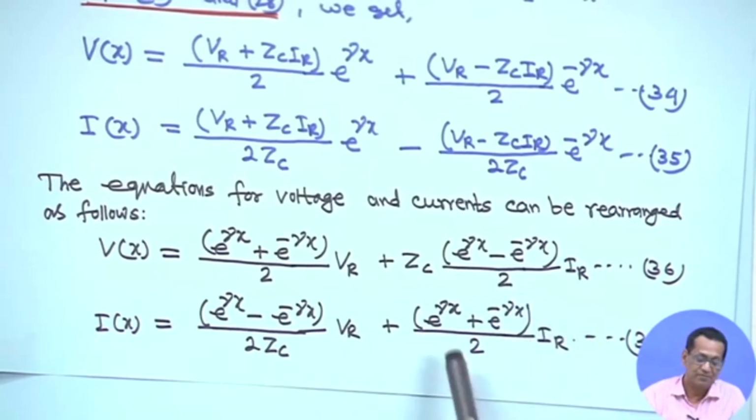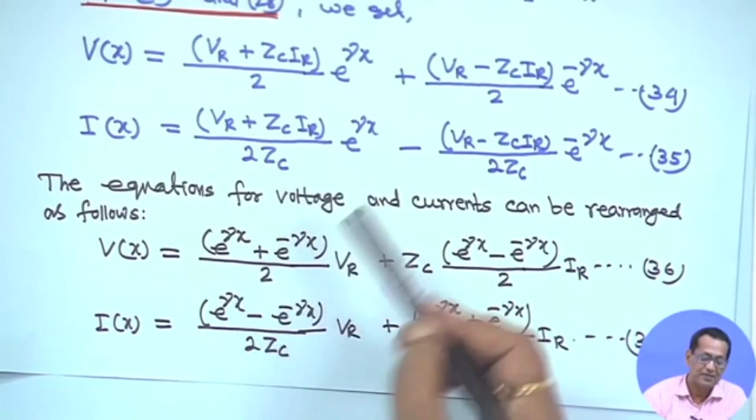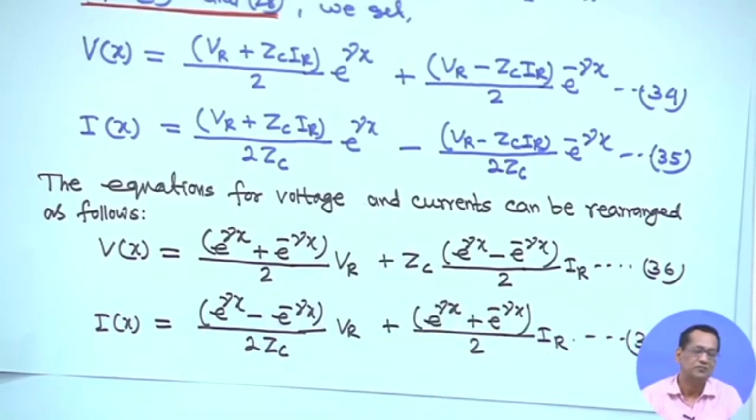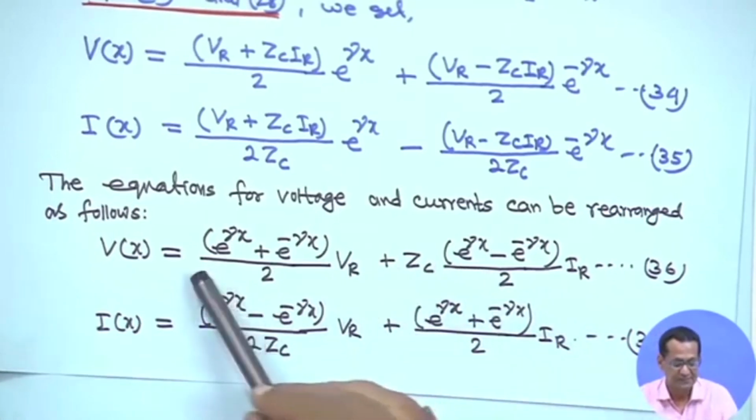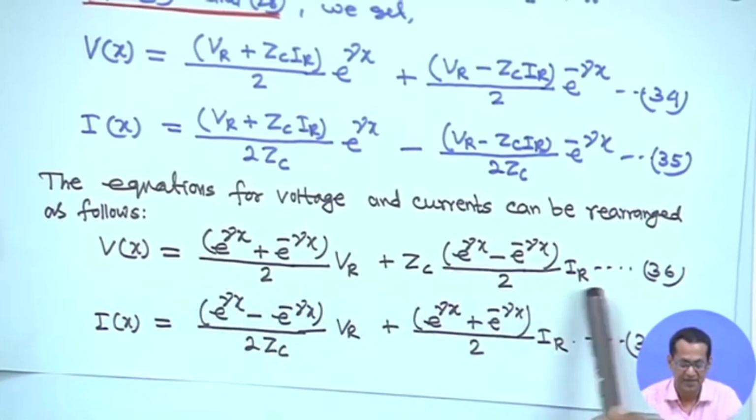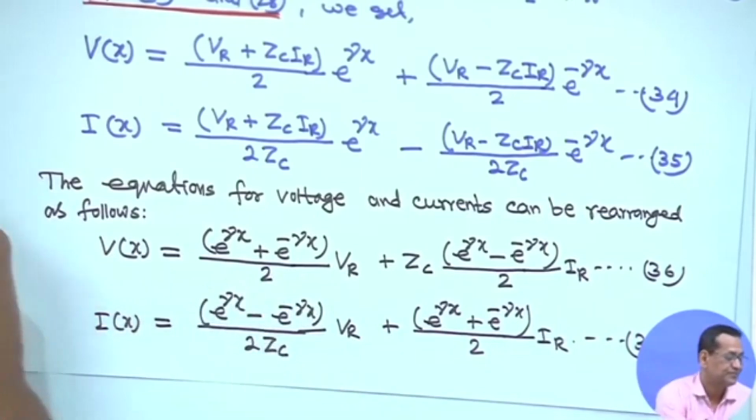That means, V x and I x you got in terms of V r and I r, by putting all those initial conditions, and we got this expression of V x and I x in terms of V r and I r with some constants.